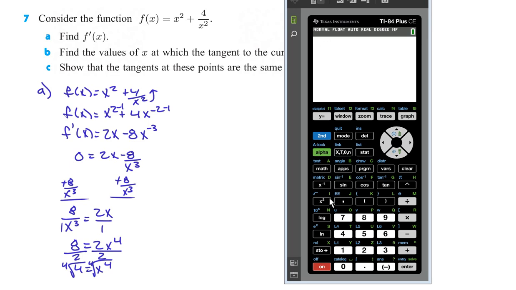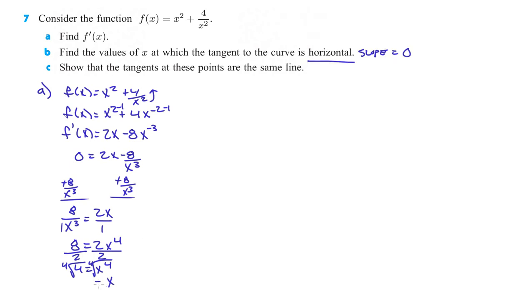So we can bust out our calculator here. 4, I'm going to do math, and then I'm going to do number 5. That's the x root. So it's giving me the fourth root of 4, and it gives me 1.414, which basically means that x is the square root of 2. But it's plus or minus because it's an even power here. So plus or minus the square root of 2 is what x is going to equal for b. That's a little tricky, but we can do that.